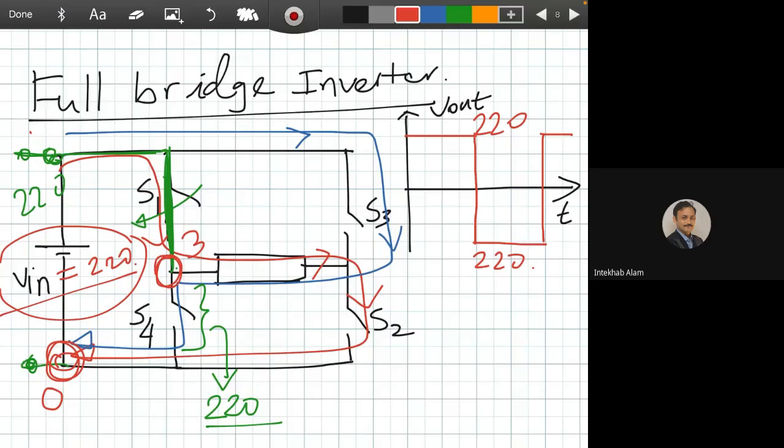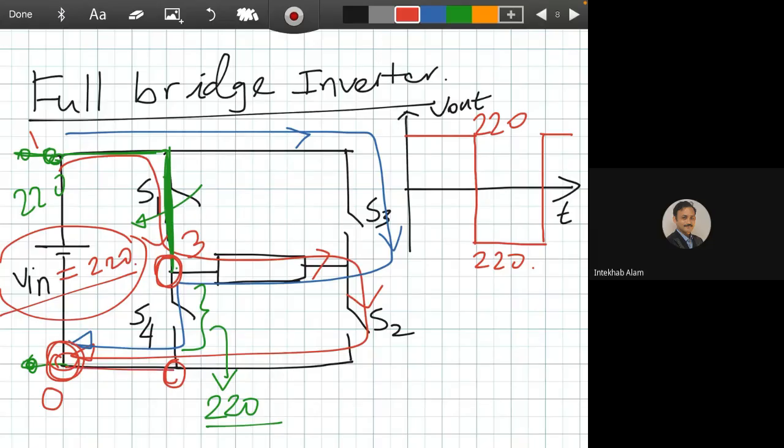Is it clear? Yes sir. If the voltage between point 0 and 3 is 220, then this point is also a short with this ground point. So voltage between 0 and 3 is actually 220. So hence switch S4 will face 220 volt across it.